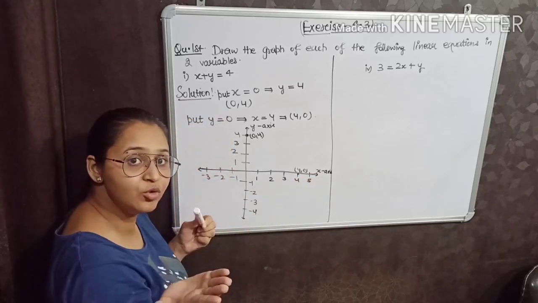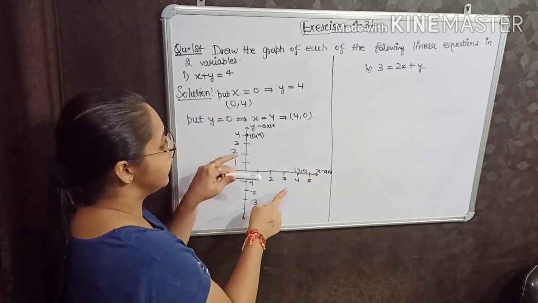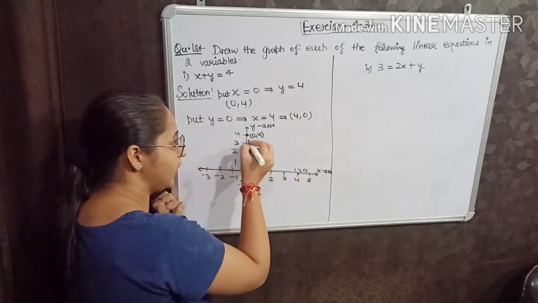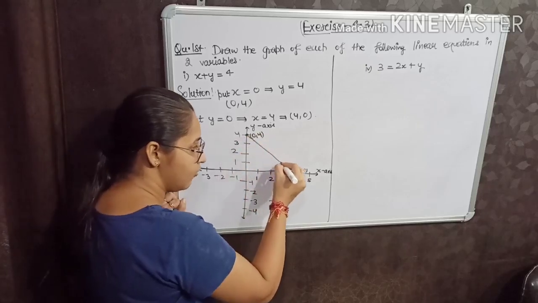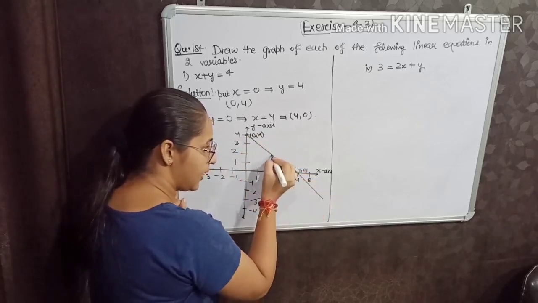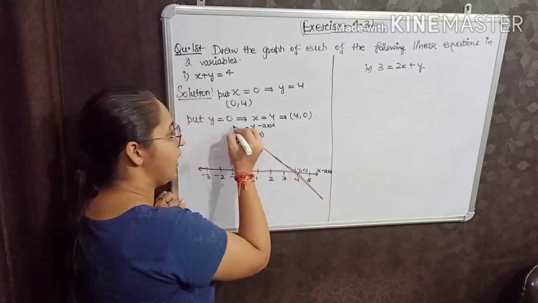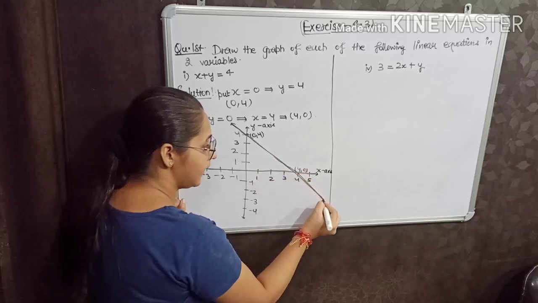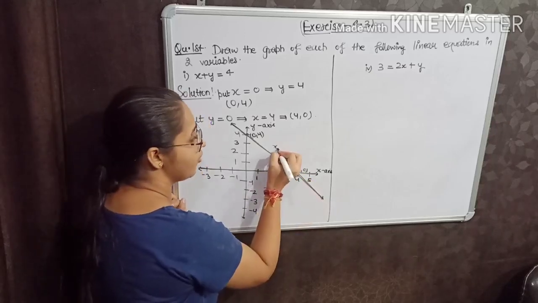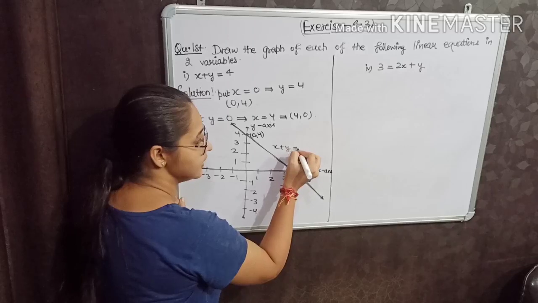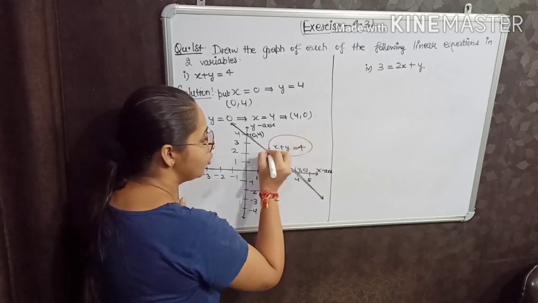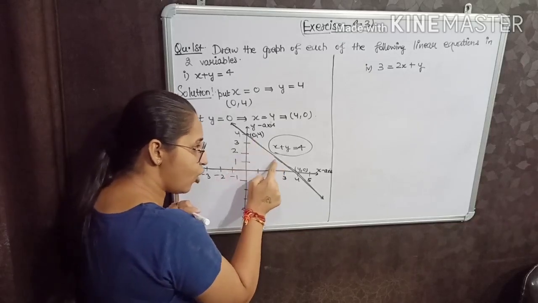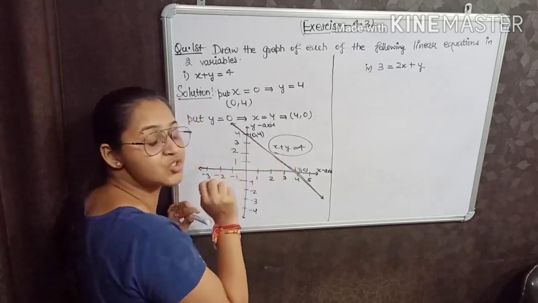Now what you have to do? You have to just make a line by joining these 2 points. So join these 2 points 0, 4 and 4, 0. Make a straight line. And this straight line is the graph of the equation x plus y is equal to 4. Now you can check easily that every point that is lying on this line will satisfy this equation.